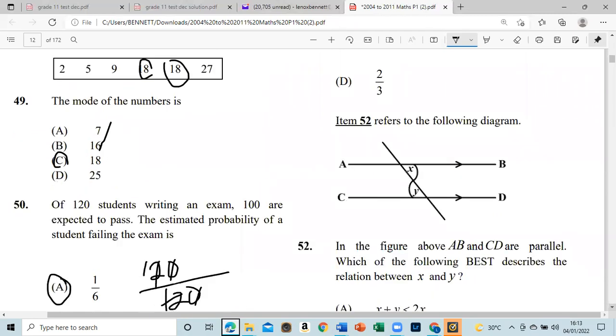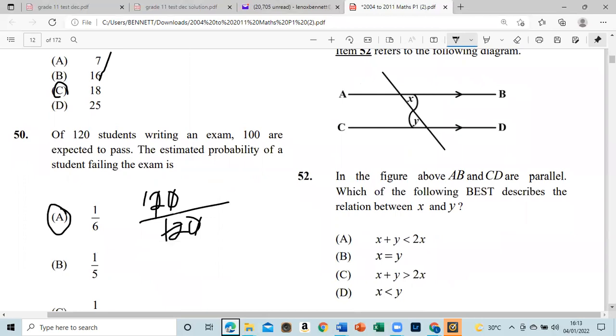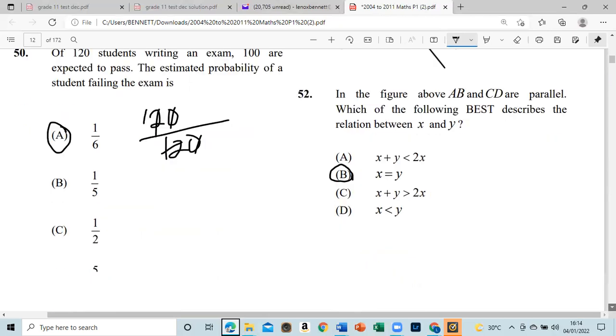In the figure above, AB and CD are parallel. Which of the following best describes the relationship between X and Y? So X is equal to Y, they're alternate angles. Very nice question.